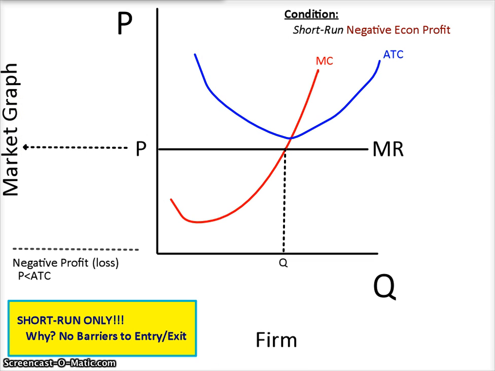Now let's take a look at negative economic profit. In this particular case, start with the same first step you did before. MC equals MR, set the quantity. Bam, there you go, you see it.